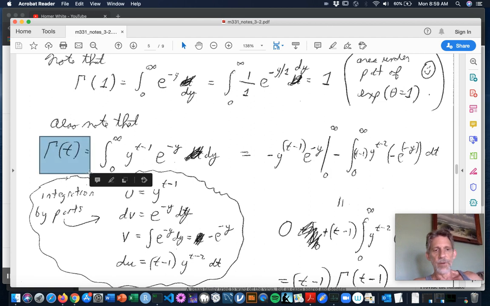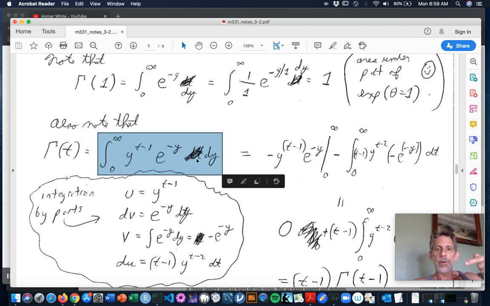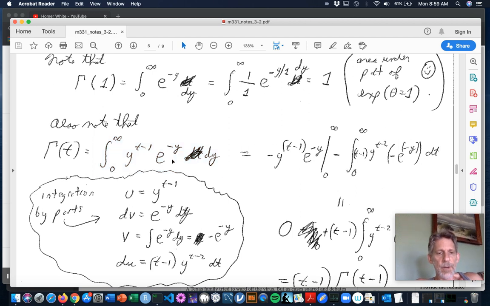Now, let's try gamma for any old t again. So it's like this. But let's do integration by parts on this and just see what we get. So I'm going to make the choice in integration by parts to let u be y to the t minus 1, this little part right here. And so that means that dv has to be everything that's left, e to the minus y dy. And then v would be the antiderivative of the dv, and the antiderivative of e to the minus y dy is minus e to the minus y. And I need to get du.